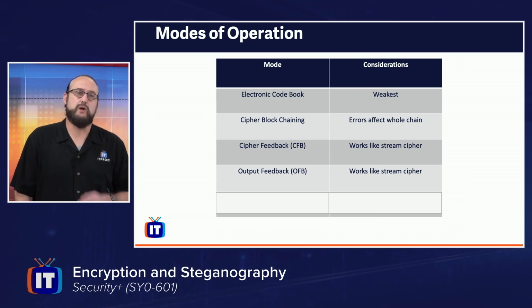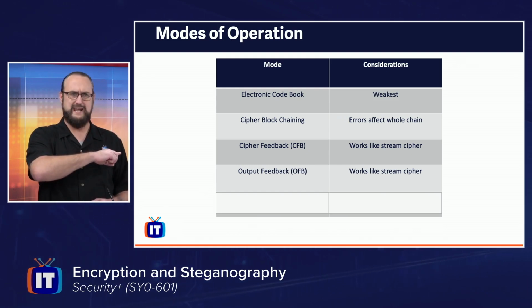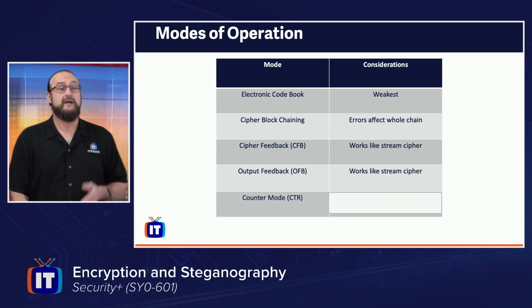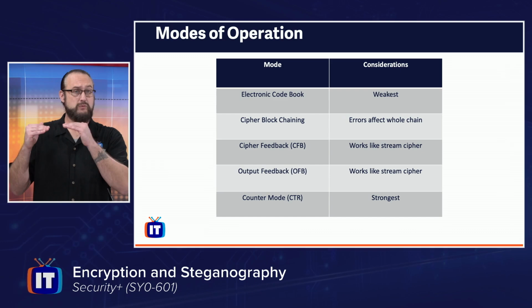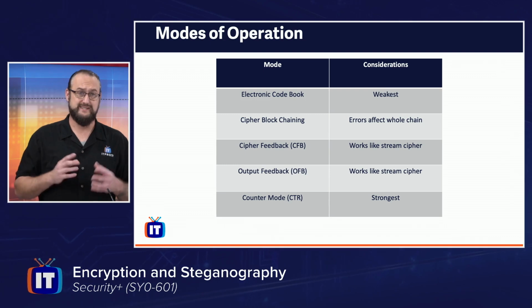The last one is one of the strongest ones, and these ones here are all pre-AES. Today in AES, we use one of the strongest ones, and that's CTR, counter mode. Again, it's the more common one and one of the strongest of the modes of operation out of all the ones that are attached to the different block ciphers.